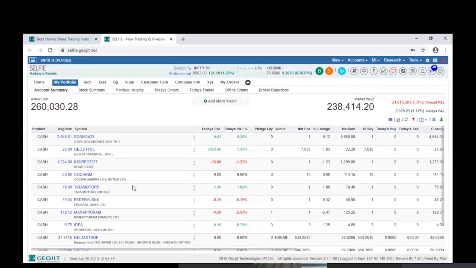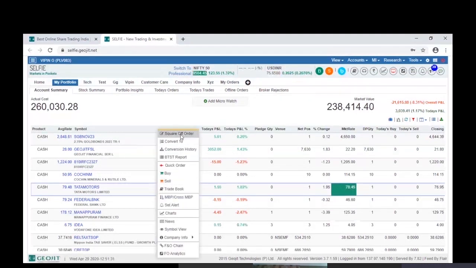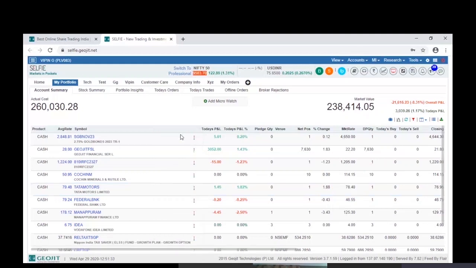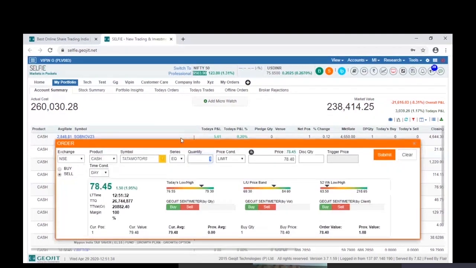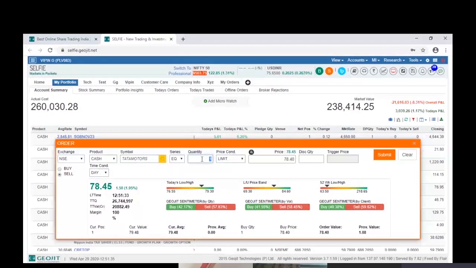But our recommendation is that you come to the portfolio, right click on the Tata Motors row, and you will get a square off order. Tata Motors, you are already holding the share. Automatically, whatever quantity you hold is taken in your quantity. And again, you can give the price condition like we have seen earlier, whether it's a limit, market, or stop loss order. So here I will give you an example of how stop loss market orders work.